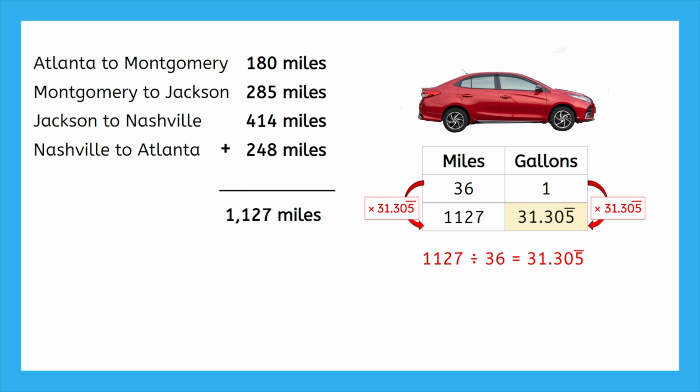I'll need 31.305 repeating gallons to drive a total of 1,127 miles, but since I might take detours and pit stops, let's just round this up to 32 gallons.